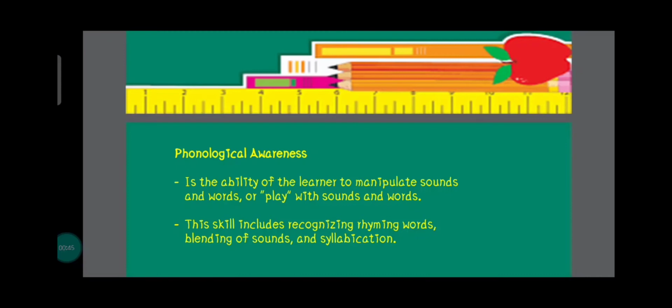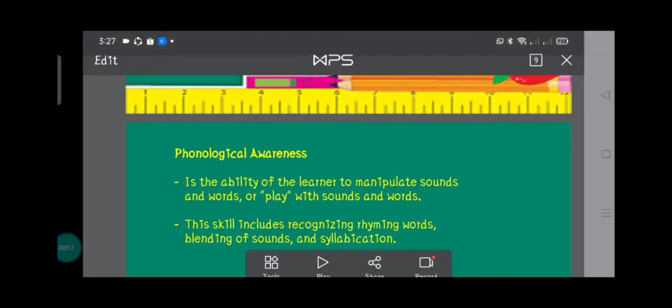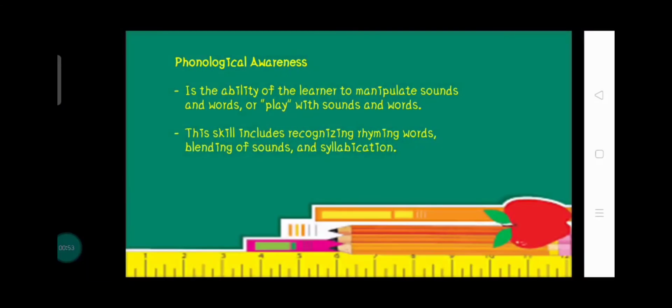What if, for example, we read a sentence and isolate the words in the sentence: she is a good player. The student has the ability to know that there are four words: she, is, a good player.